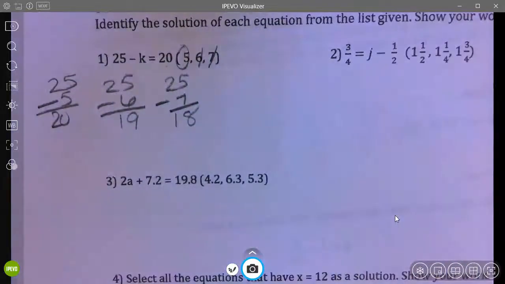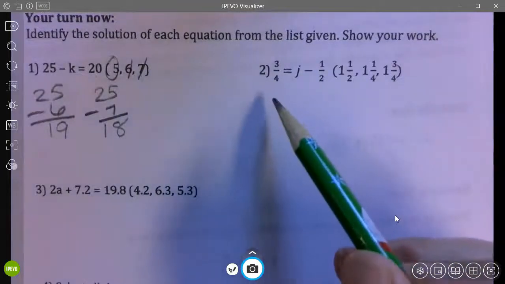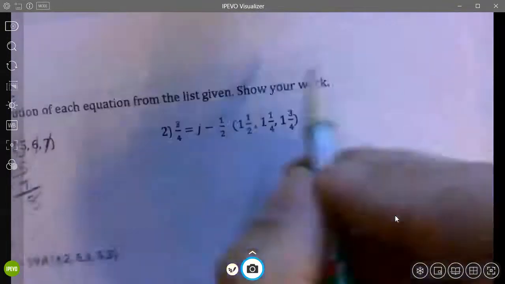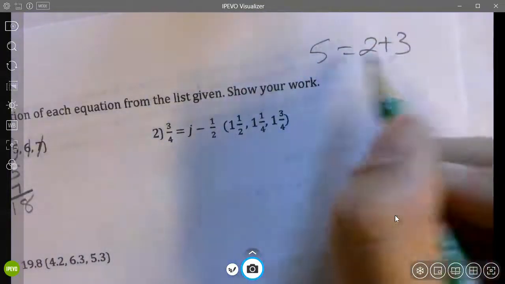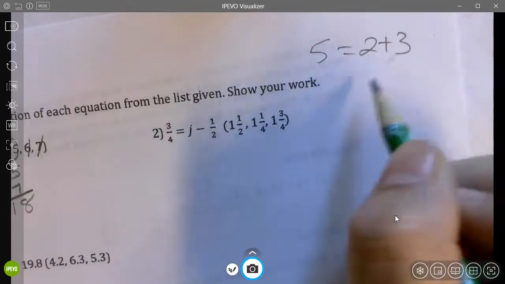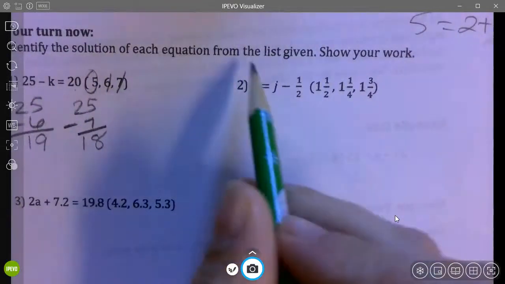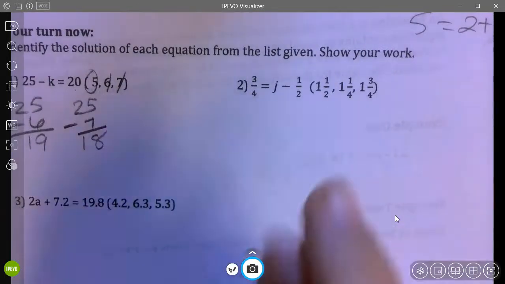So 5 is my solution. Now, let's go to number 2. And remember, an equation, I can write it 5 equals 2 plus 3, and that is still correct. It's still equivalent to each other. So just because you have one term on the left side, that does not make it any less true.